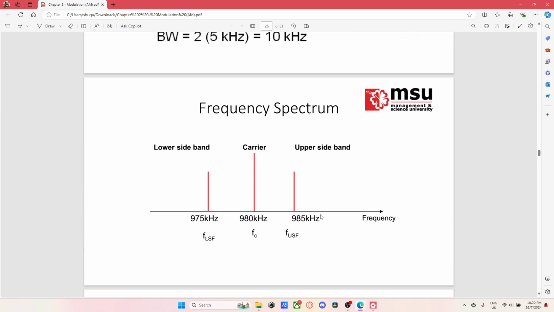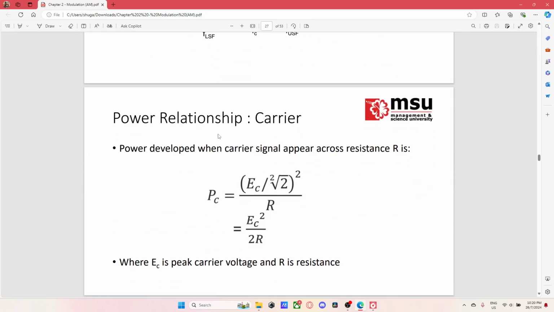Alright, I think that is all. We will stop at this point of the chapter. In chapter 2, we'll continue on our next chapter, which is for power relationship in the carrier signal.